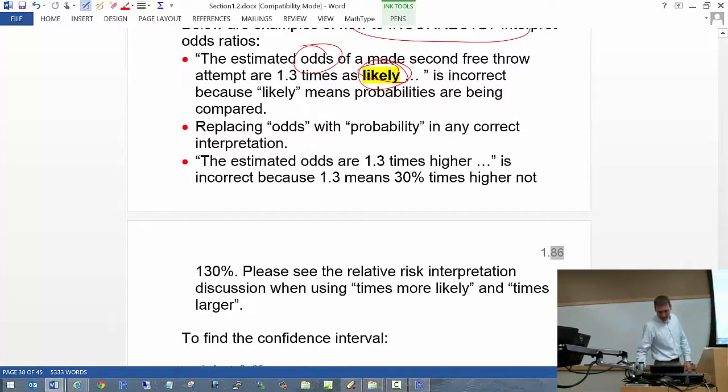Let's see now. So, this comes with the relative risk discussion before. The estimated odds are 1.3 times higher. That's not necessarily true, or larger, because that is not interpreting everything correctly. You need to say 30% larger, 30% higher.